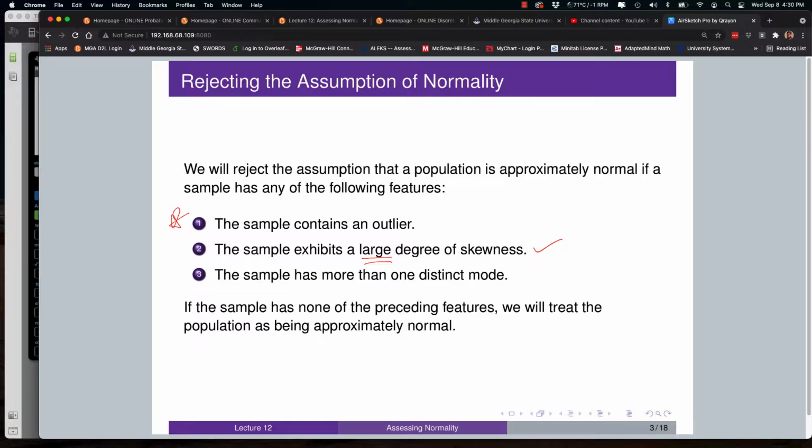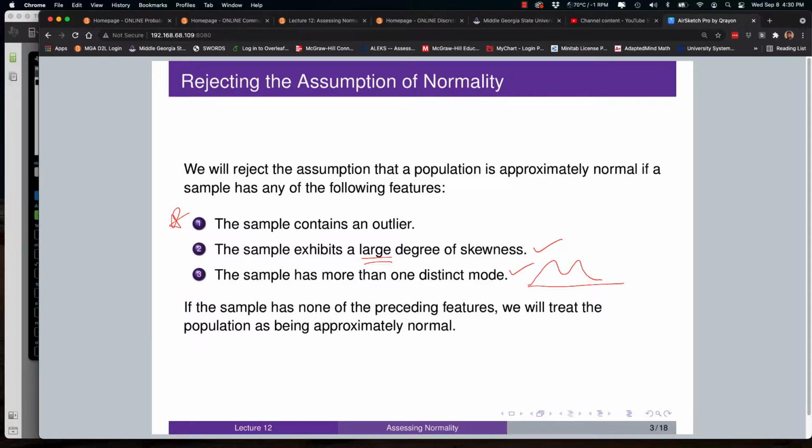The third criteria says that if a sample has more than one distinct mode, aka it's bimodal or has multiple modes in it, say something like this, or more than one hump, then the data is definitely not normal. And that one's true. That one's a hard and fast rule we can abide by.